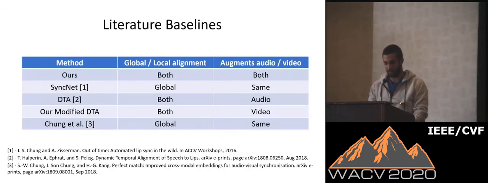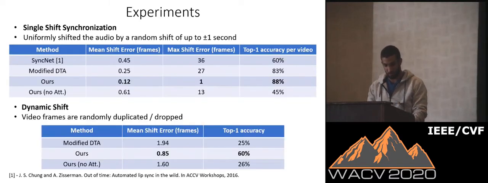We have a large set of experiments, taking into account that every literature baseline is applied in a different way. First, we compare our method with existing literature for a single shift synchronization by up to 1 second. Next, we compare for a dynamic shift, where video frames are randomly dropped and duplicated. We are always more accurate and have much less error in the obtained shift.